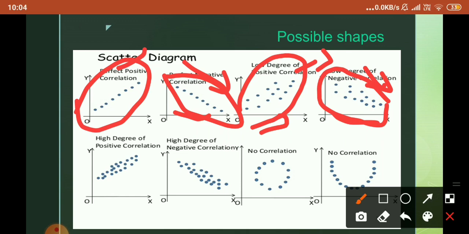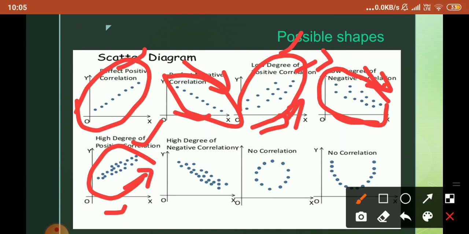And next, you can see in the next picture that the points are again scattered, not on a straight line, but they are close compared to the previous picture. Compare these two, this one and this one: in both, the points are going upward. But here the points are scattered, and here the points are closely connected. So this is positive correlation, but also a high degree of positive correlation because the points are clustered together.